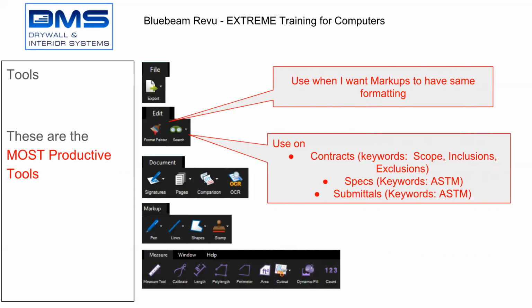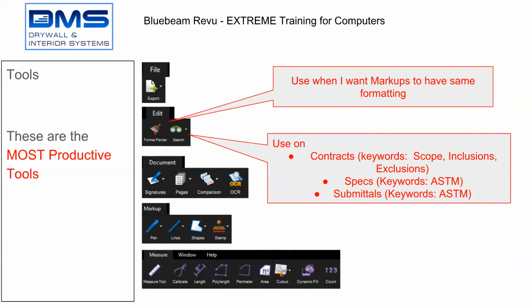The search function: I use the search function through lots of different documents. An example would be contracts. If the document has searchable text, I can use it to go through contracts to look for keywords such as scope, inclusions, exclusions, dollar amounts. If there's something in particular like dumpsters or access panels, I can type that word in and it'll search inside the document.